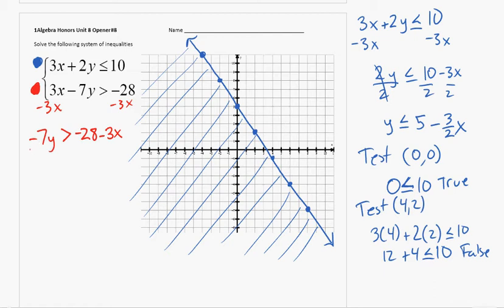I'm trying to get this y by itself, so clearly I'm going to have to divide both sides by negative 7. Something that a lot of people are going to forget to do is, whenever you divide both sides of an inequality by a negative number, you have to reverse the inequality sign. Let me come down and write things a little more clearly. It used to be y is greater than, now I'm making it y is less than, negative 28 divided by negative 7 is 4, and negative 3 over negative 7 is positive 3/7.